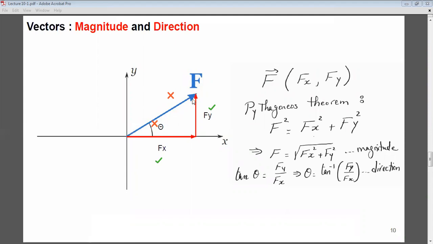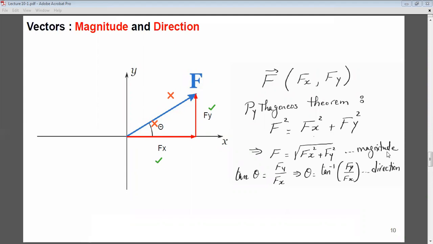The magnitude of vector f is how long is vector f. Here I have to remember Pythagoras theorem. F squared is fx squared plus fy squared. So f is the square root of fx squared plus fy squared.